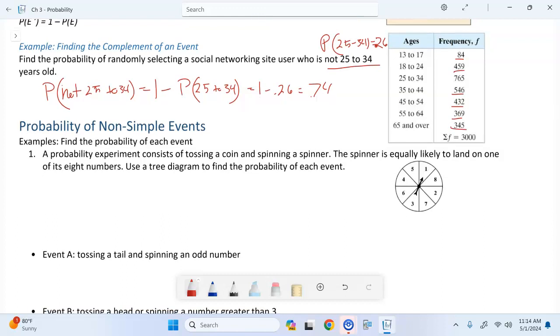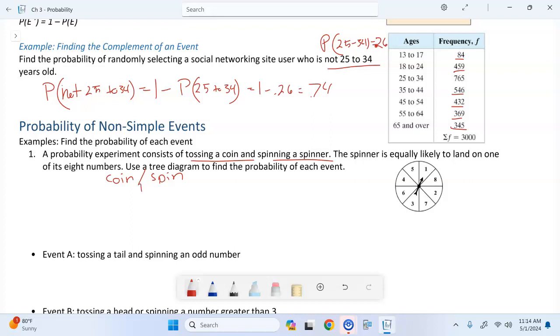A probability experiment consists of tossing a coin and spinning a spinner. So we have two things that could happen. We can toss a coin and we can spin it. The spinner has an equal chance to land on one of its 8 numbers, so 1 through 8. So we know that we have theoretical probability. Everything's got an equal chance. And we can use a tree diagram to find the probability of each event.